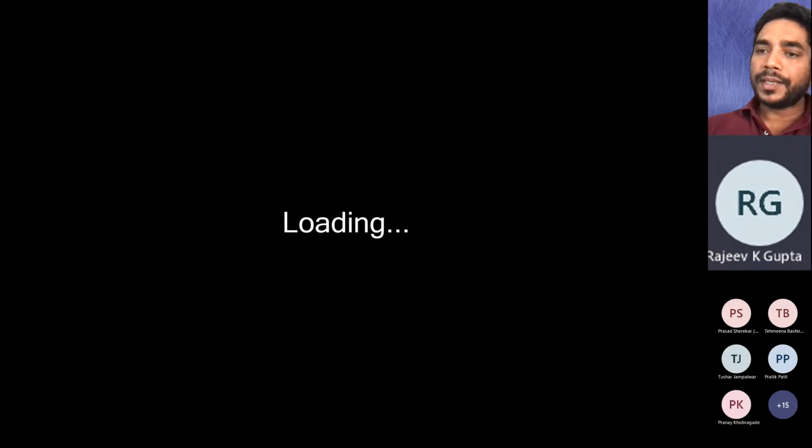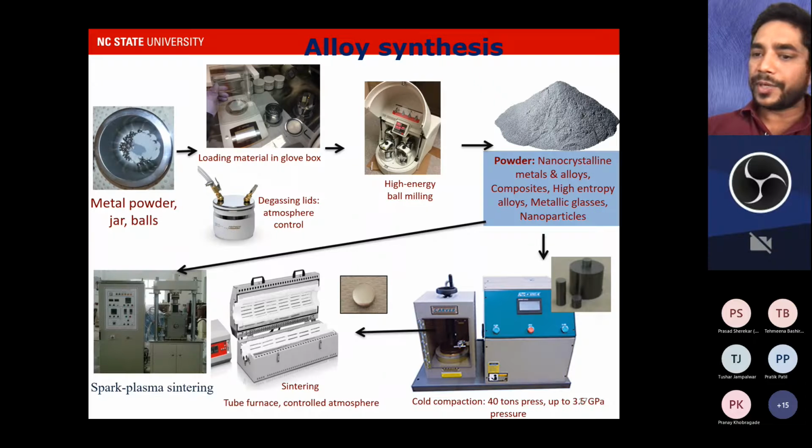Then transfer that to the ball mill, right? And once we finish the ball milling, most of the time we get some nice powder. Sometimes we don't get anything, right? It depends on the material we're using. Once we get the powder, we can use that in different methods.